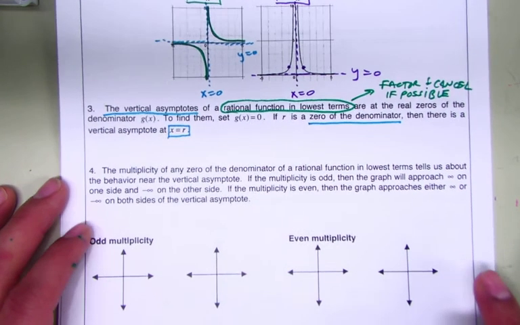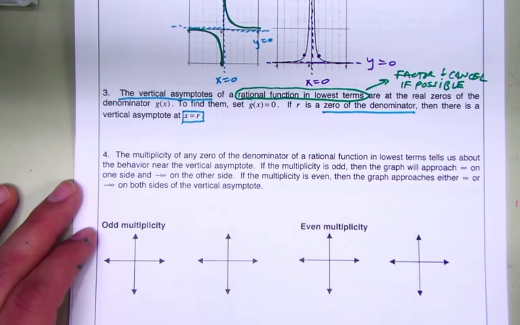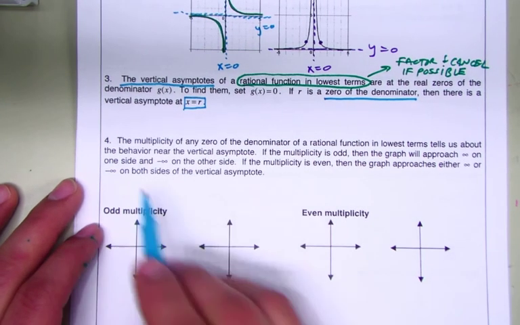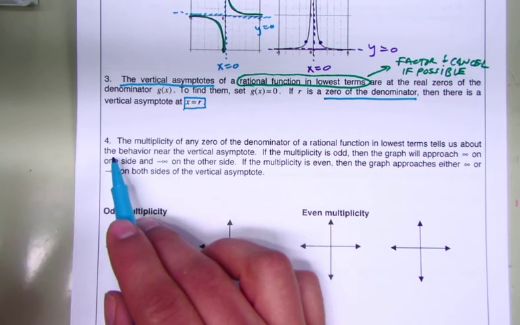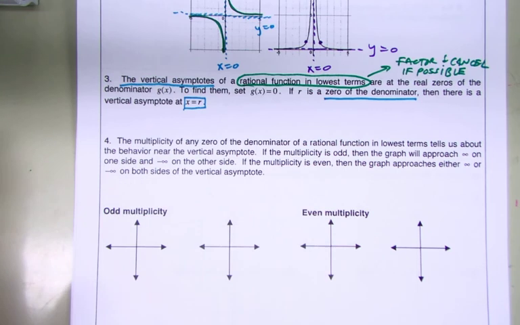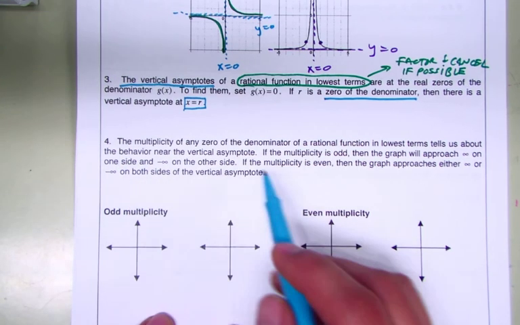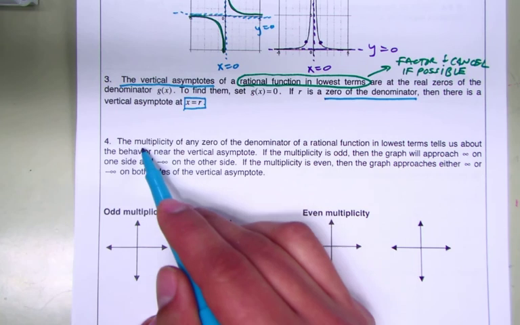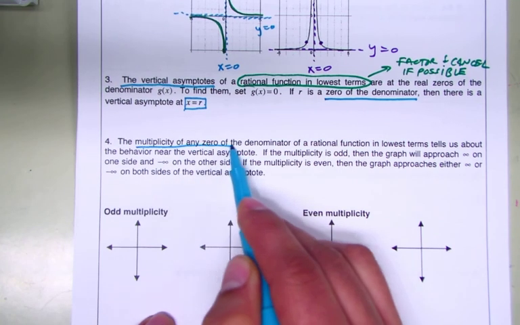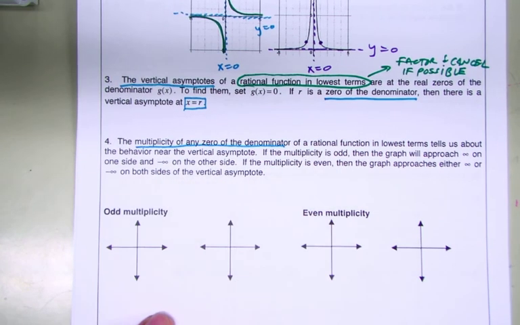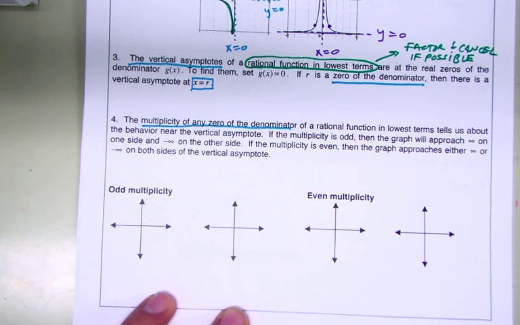As far as what's happening near those vertical asymptotes, this is something again that's not the emphasis because we're going to have calculators anyway for the graphs, but it's nice to know what you're getting into. The multiplicity of any 0 of the denominator tells us what kind of behavior there is.